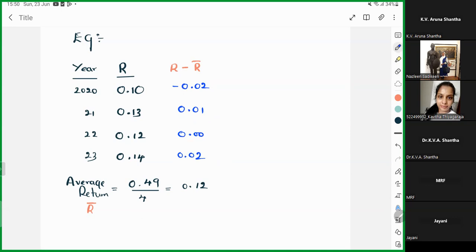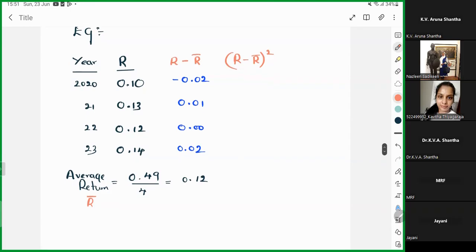Now you see you deducted the average return from each R. Now you see there are negative values. You see for 2020, the difference is negative. So when you calculate the variance, that negative value should also be considered. Now to avoid the negative sign, you take the squared return, R minus R bar to the power 2.